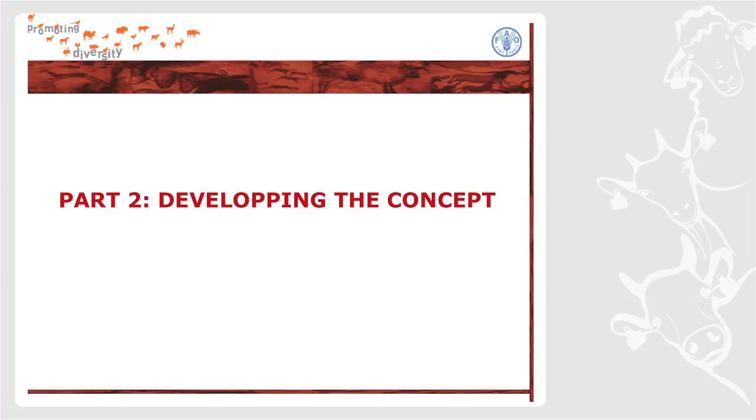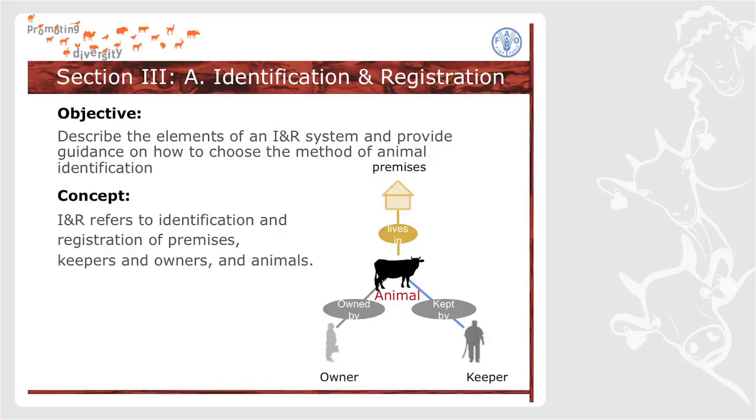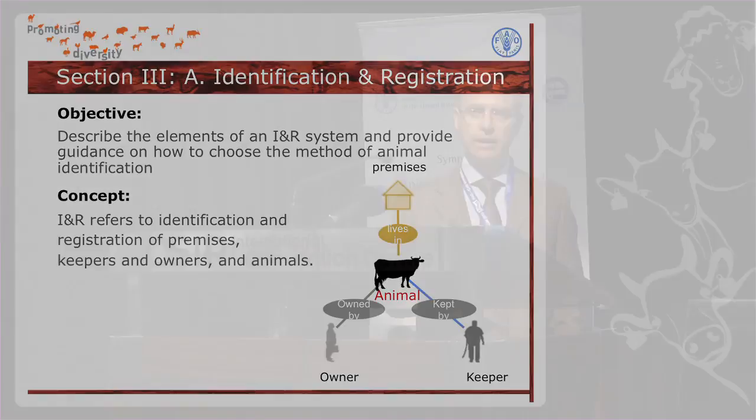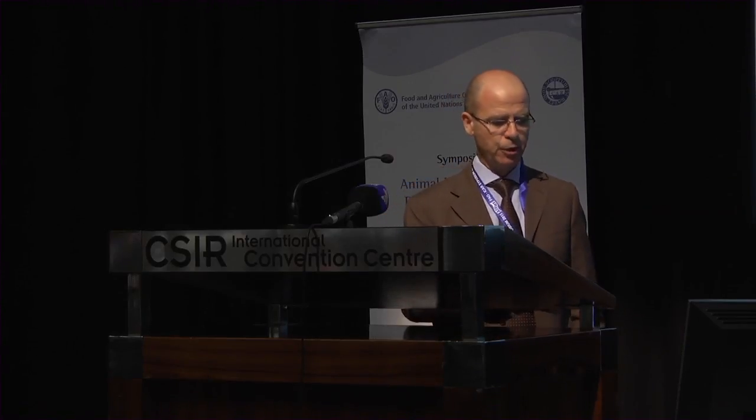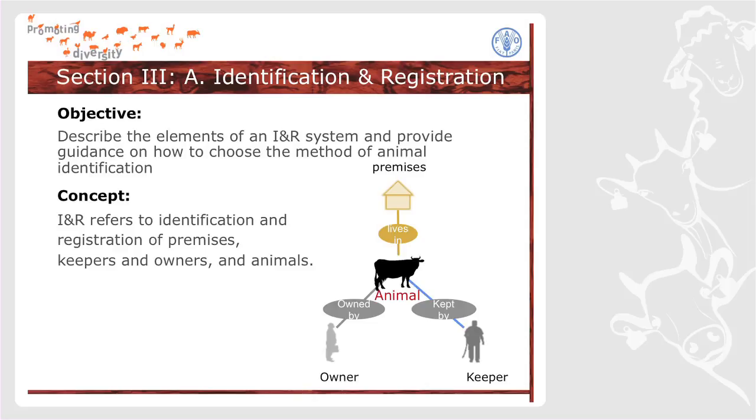What are the concepts behind this system? We start with the identification and registration of animals. In this section dealing with identification and registration of animals, the objective is to describe the elements of such a system and provide guidance on how to choose the method of animal identification. Identification and registration actually means the identification and registration of the premises, the keeper and the owner, as well as the animals.